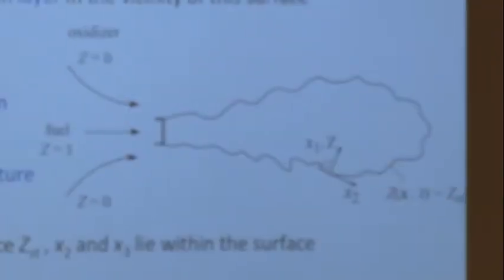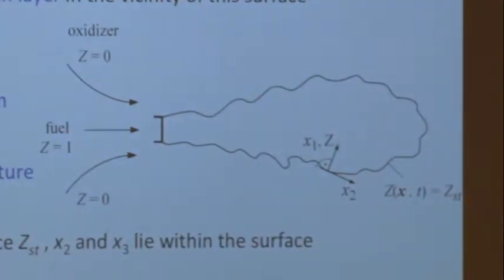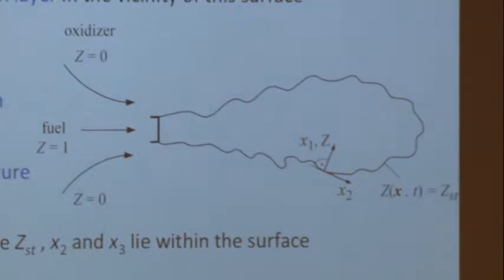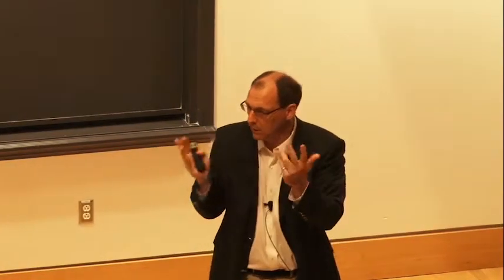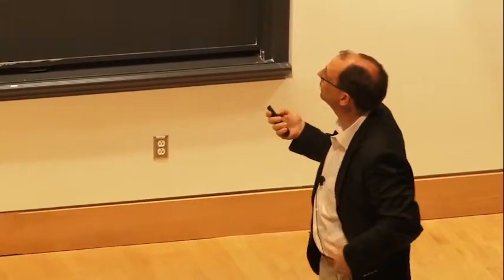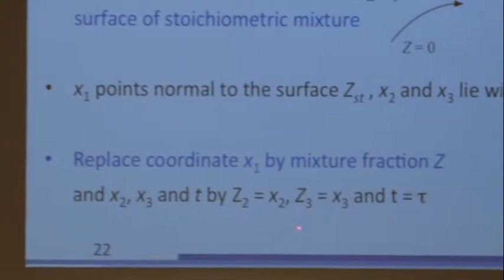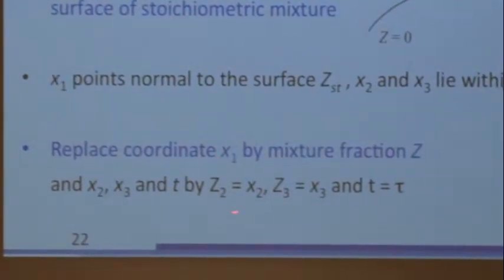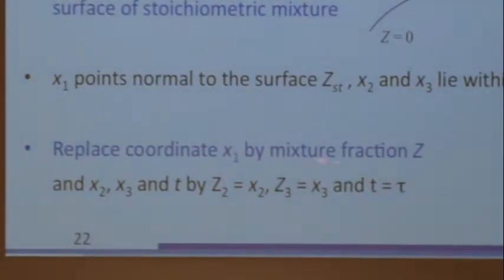So really what we do by this coordinate transformation is just a stretching, okay? We stretch the x1 coordinate into the z coordinate so that it measures the flame in the right length scales. That's what we do. And then x2 and x3 stay the same, but for the sake of the coordinate transformation, we give them new names.